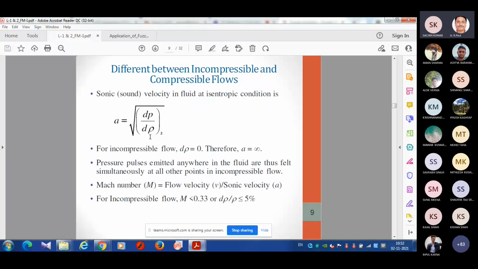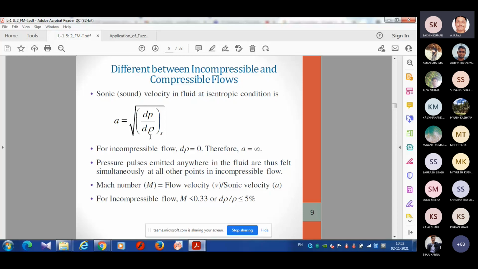These data are available in the handbook. You really didn't do this experiment, so calculate. Let it be 330 meters per second. So it will be 20 meters per second divided by 330 meters per second. You calculate and you will get a Mach number, which is obviously less than 1. So for a value of Mach number less than 0.33, just 1/3.